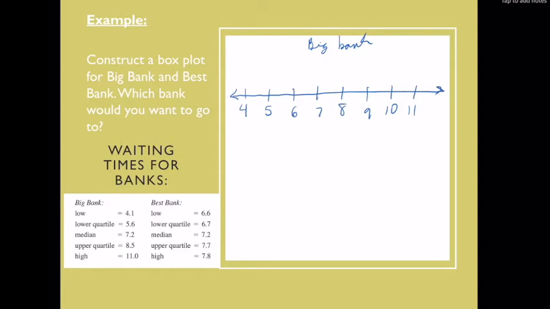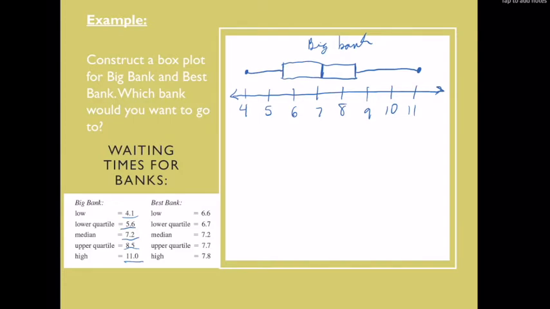So the first thing I want to do is graph my lower quartile. That's going to be 5.6. That'd be right about here. I have to graph my upper quartile. That's an 8.5. I'm going to enclose those in a box. I'm going to plot my median, which is 7.2. I guess that's right about here. I plot my minimum, which is 4.1, and my high, which is 11, and I attach those with whiskers.